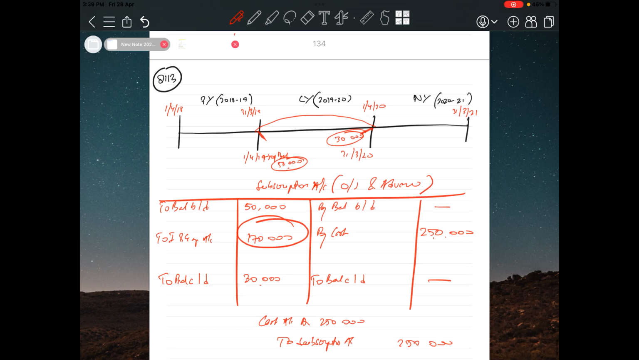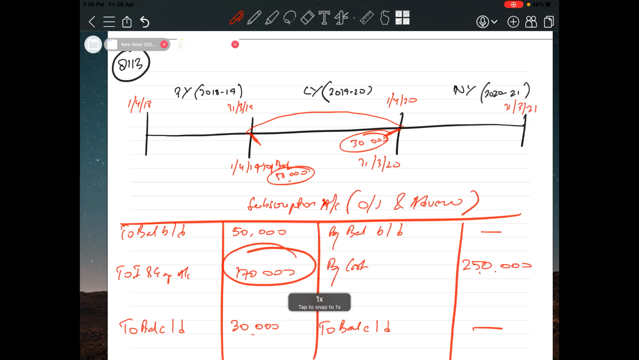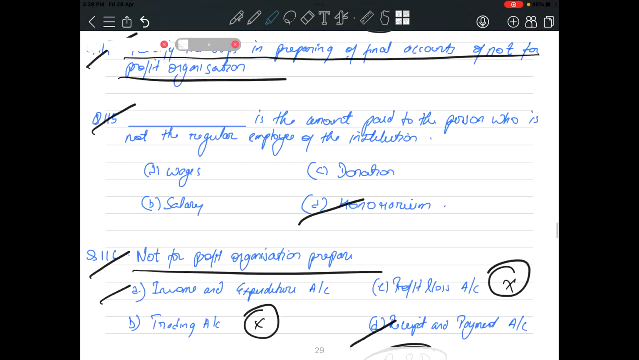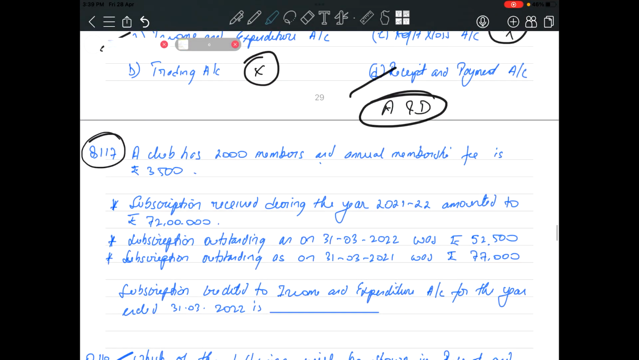Okay, question number 113. Done. Now let's move with the last question of this unit. Question number 117. Now we will solve 117. Now let's see. Very easy question. Now you can solve it easily. 117.